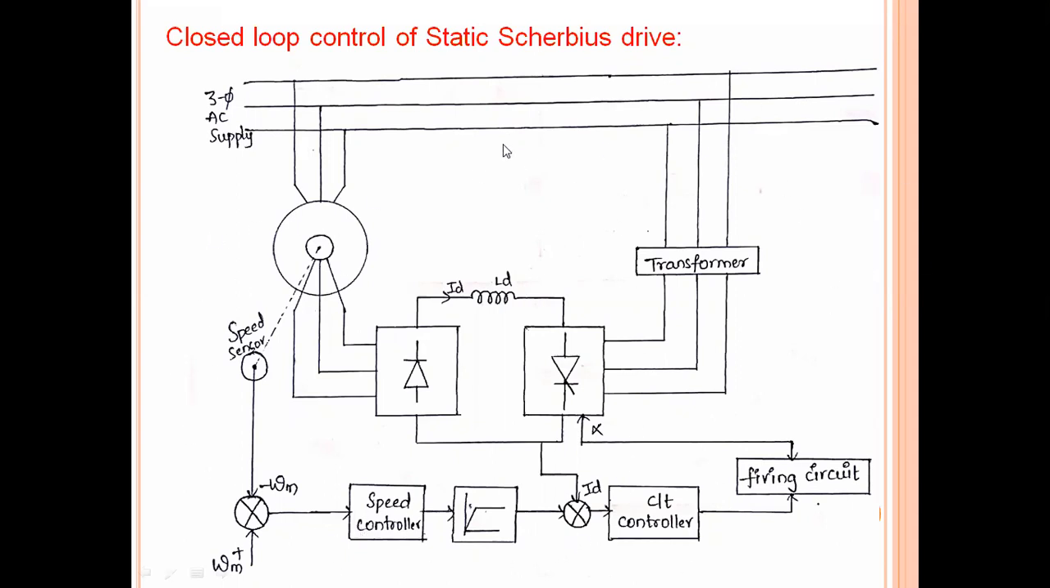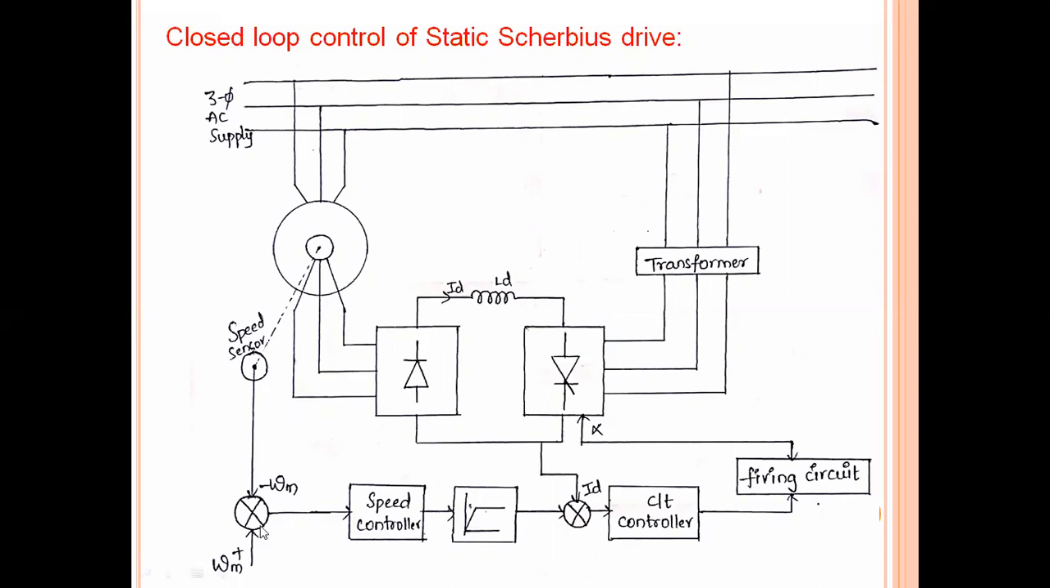You can see here, this is the closed loop operation of the static Scherbius drive. It contains an inner current loop. You can see this is the inner current loop here. This inner current loop is provided to limit the converter and motor current, or indirectly we can also control the motor torque below the safe limit, because the torque depends upon the current, right? So this inner current loop is used to control the torque indirectly under the safe limit.